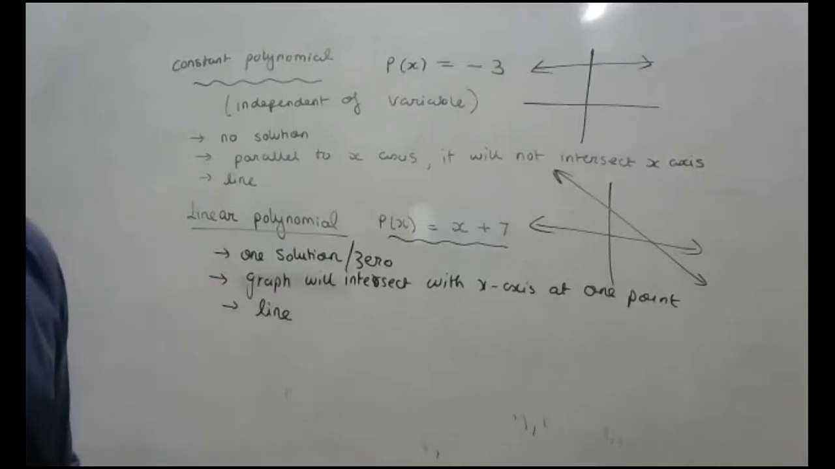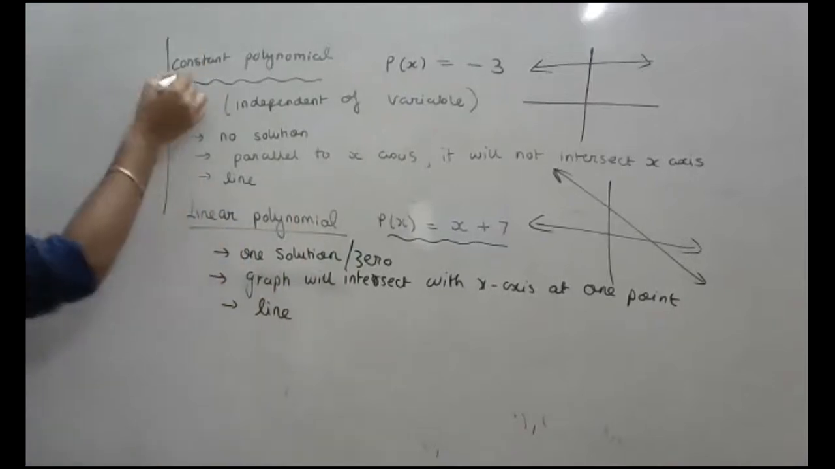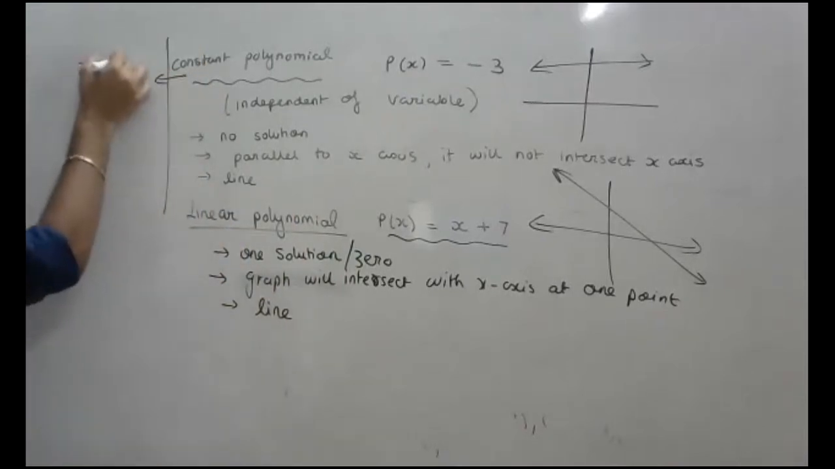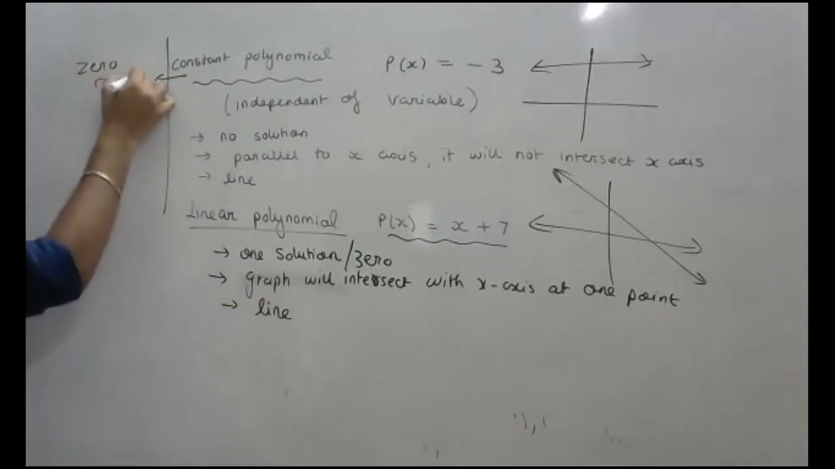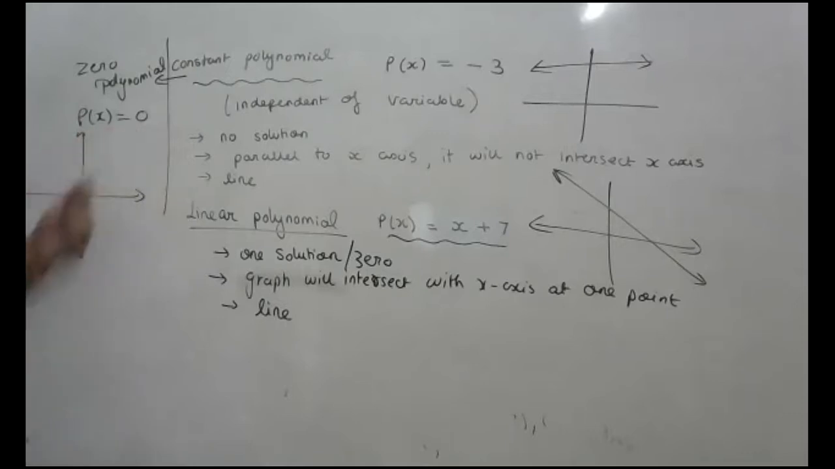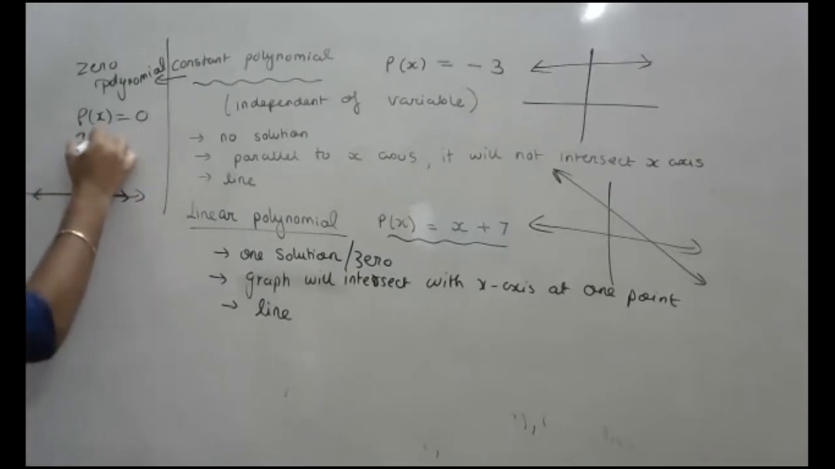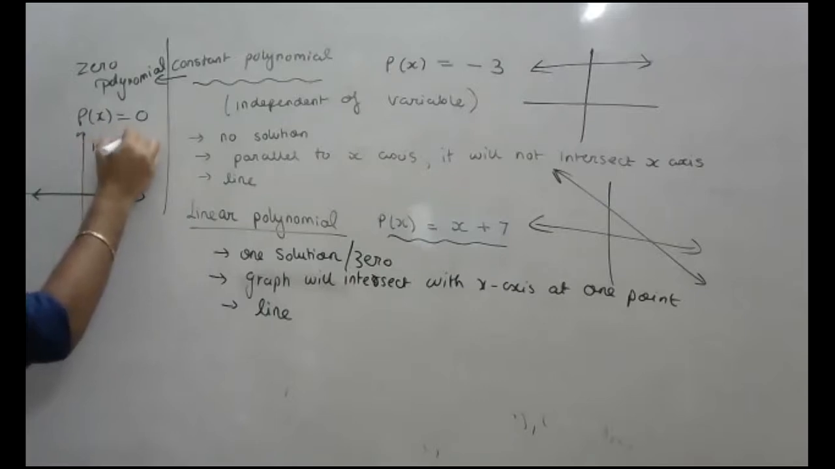Yes, Ishan, finite. That is the polynomial. Constant polynomial has a special type, the zero polynomial. Zero polynomial means when p of x equals 0. What will happen here? As p of x is 0, your entire graph will be on the x-axis. So here you have infinite solutions.